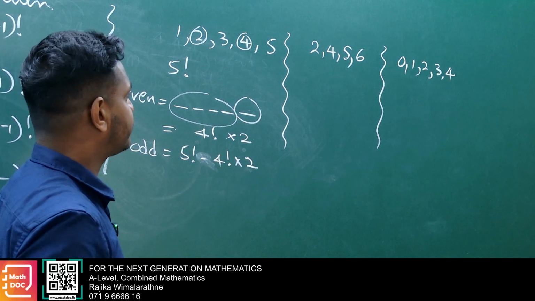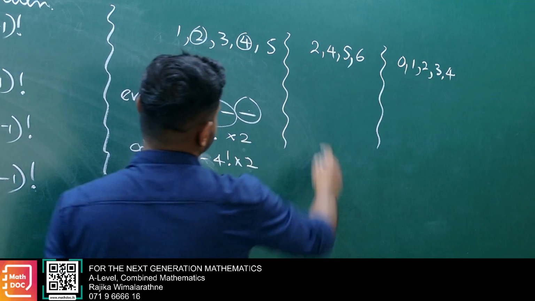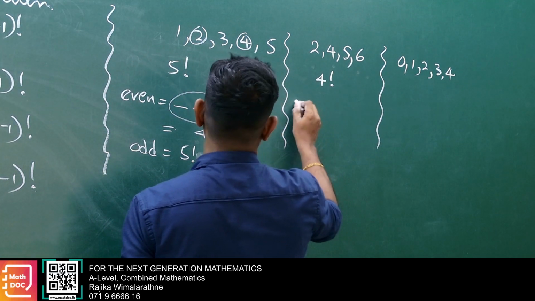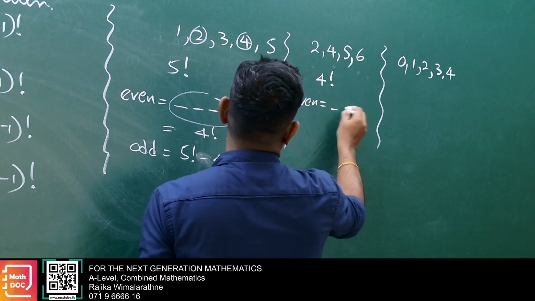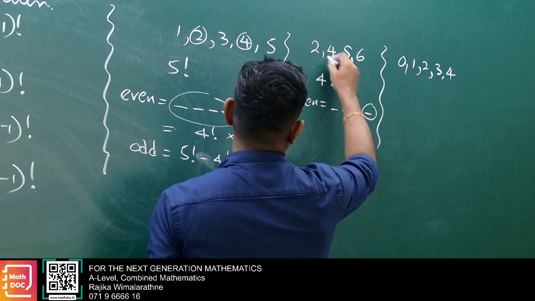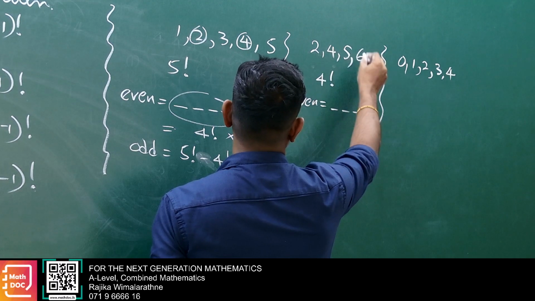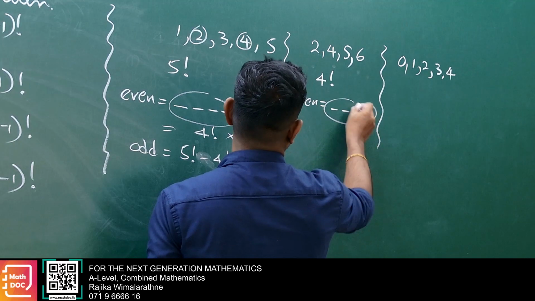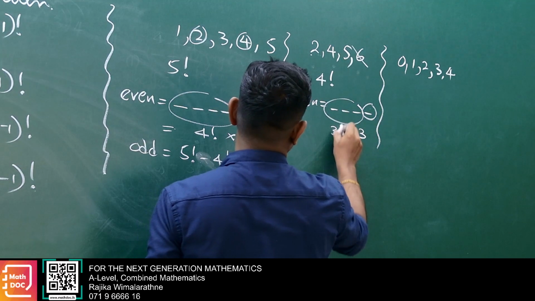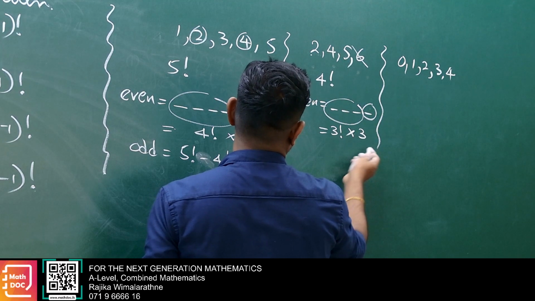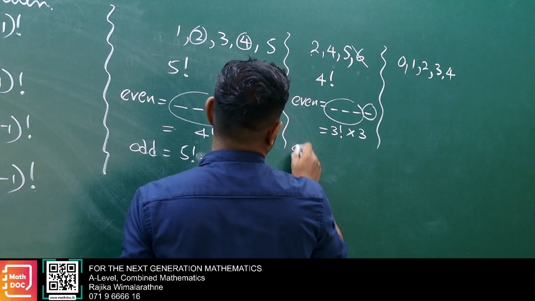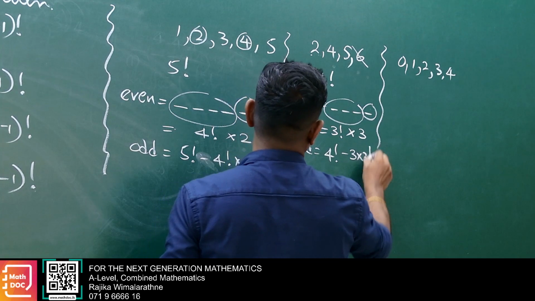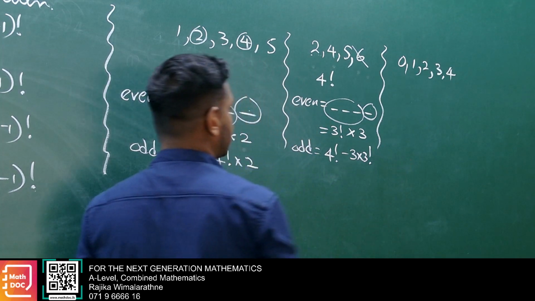Odd. Then here 2, 4, 5, 6. Then all 4 factorial. Even: 1, 2, 3, 4. Then the last space here 2, 4, 6, all 3 possible. Then 3 ways. Then remaining, if you put 1, then we have 3 factorial ways. Then 3 factorial times 3 even. Then odd balance: 4 factorial minus 3 times 3 factorial.